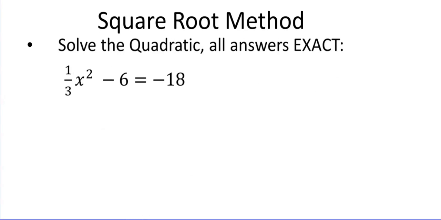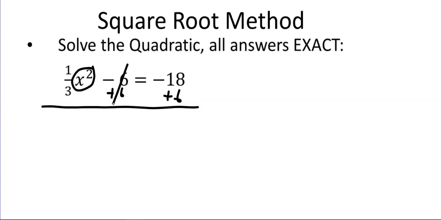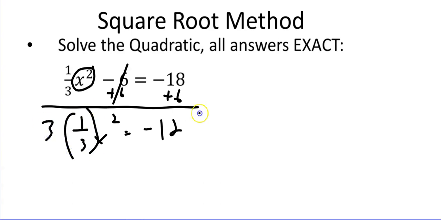All right, solid quadratic, all answers exact. Remember, exact means leave it as a radical. Simplify it, but don't turn it into a decimal. So again, we need this by itself. So we get rid of the 6 first. Now careful, this is negative 18 plus 6. So 1/3 x squared equals negative 12. It's like you had an $18 debt and you paid $6 of it back. You still owe $12. Now careful here. To get rid of 1/3, we're going to actually multiply by 3, because 3 over 1 is the reciprocal of 1/3.